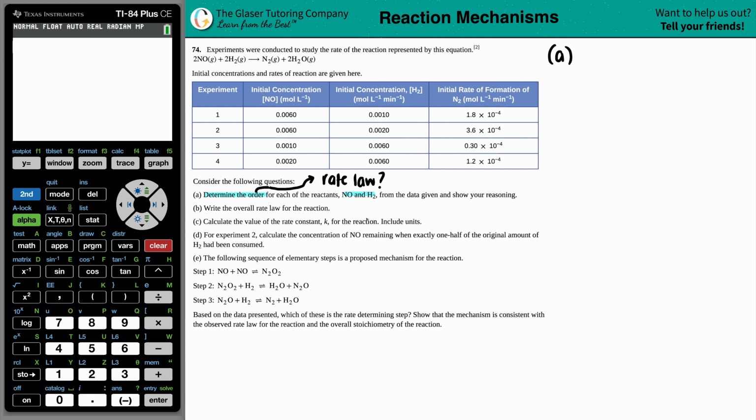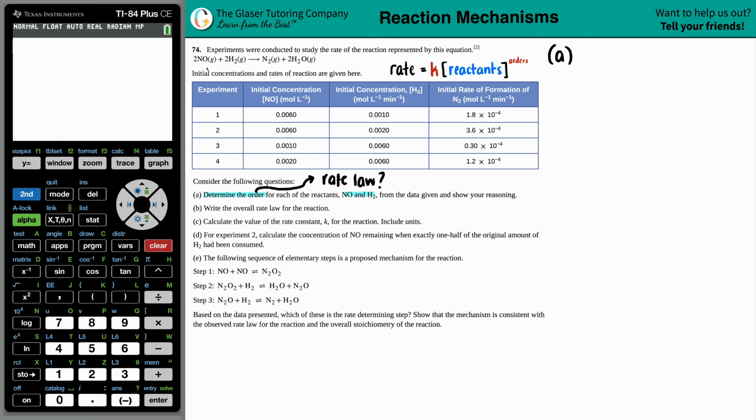Well, the first thing is, what is the general formula of a rate law? It is this right here. And maybe I'll shrink this down a little bit because there's a lot going on. For any kinetics equation, a rate equals k times the concentration of the reactants raised to those orders. That's what we want to solve for. We want to solve for those exponents.